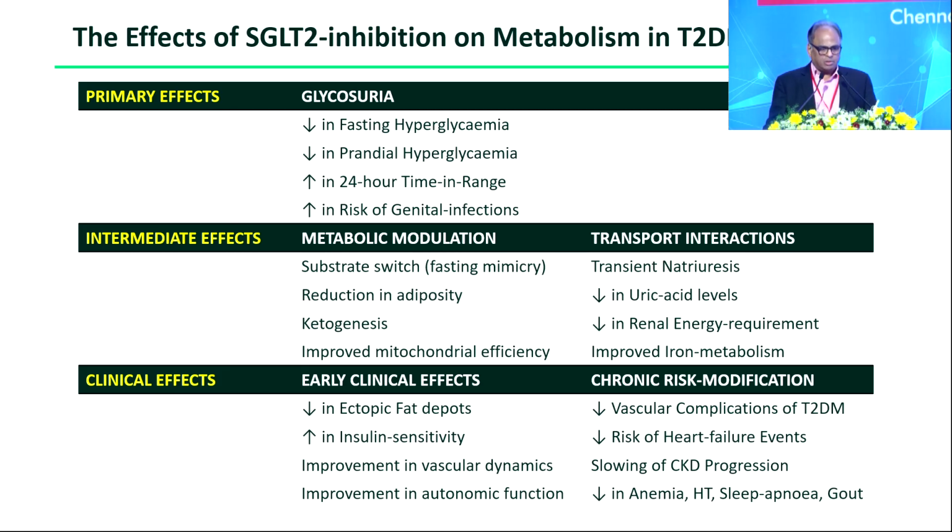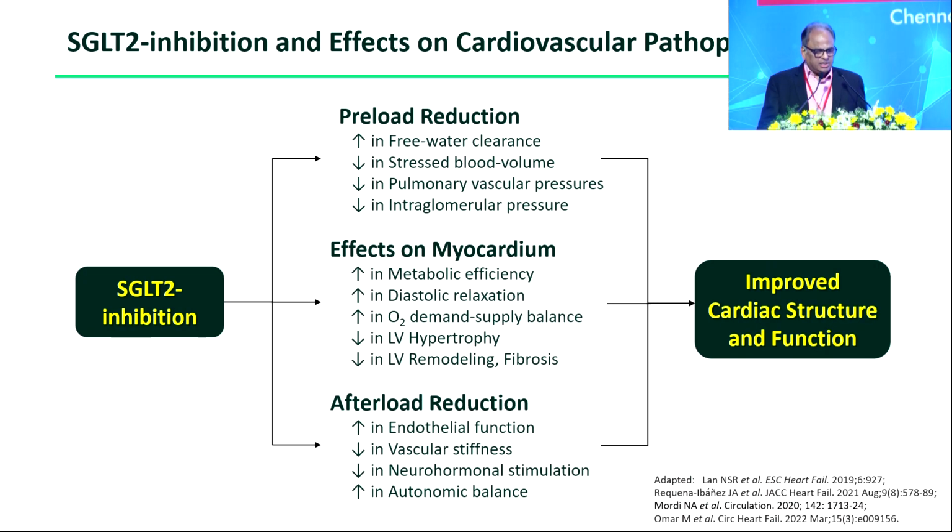So it also causes improvement in vascular dynamics, improvement in autonomic function as well. And so with all these effects, you can see that the vascular complications, both micro and macrovascular complications, come down, the heart failure events come down, and the slowing of CKD progression, and the reduction in anemia, and pneumonia, even sleep apnea, gout, and all can also be, because uric acid also comes down. So you can see that.